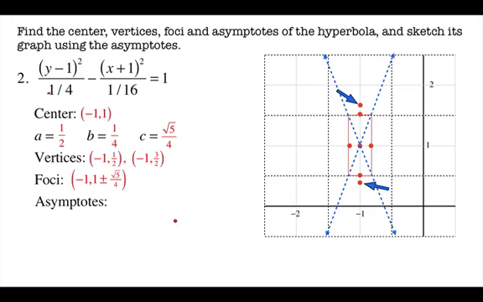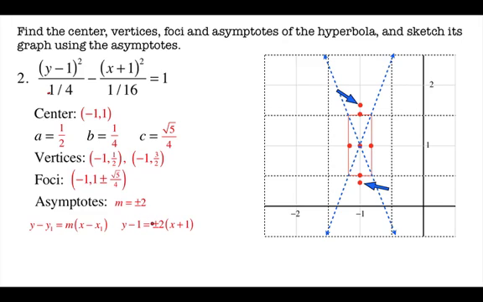Then at this point, all I need to do is find the slope. The slope is plus or minus 2. You're going up a half over 1/4, and that's how you get 2, plus or minus. Then at this point, again, I use point slope form.